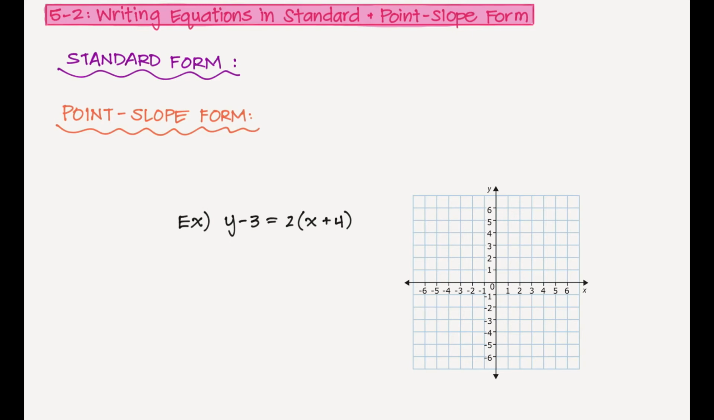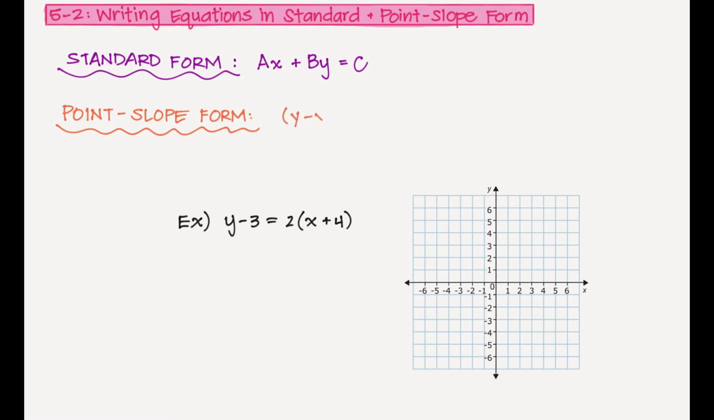Hello class, this is lesson 5-2 titled Writing Equations in Standard and Point Slope Form. So instead of the slope-intercept form, there are two more ways that we can write equations of lines. Standard form is ax plus by equal to c. Now a, b, and c should all be integers and a should be positive.